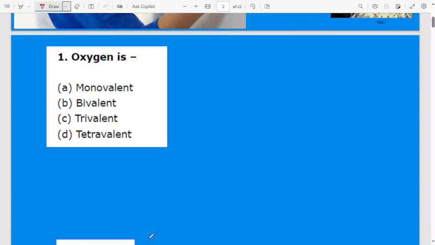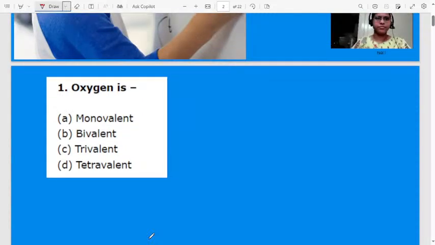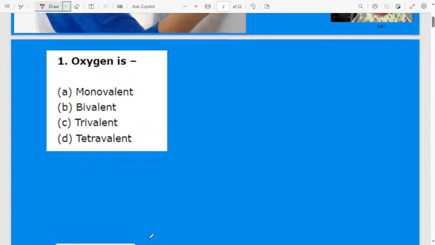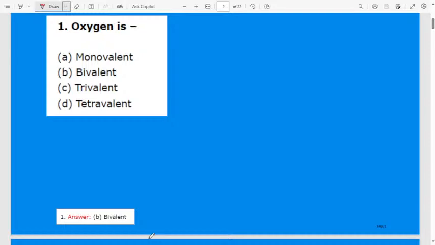Let us consider the first question here. Oxygen is: option A, monovalent; option B, bivalent; option C, trivalent; option D, tetravalent. The correct answer for this question is: oxygen is bivalent.